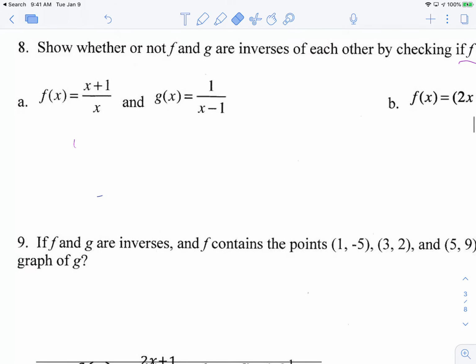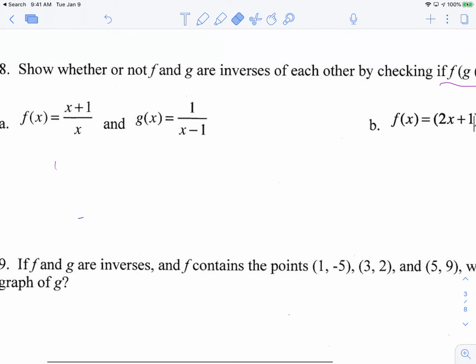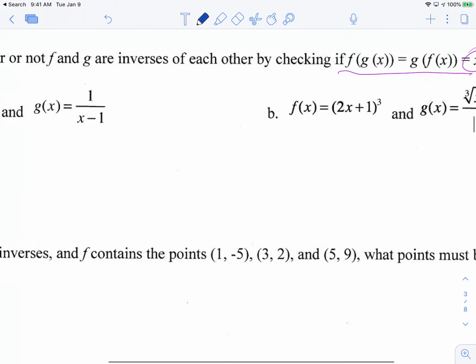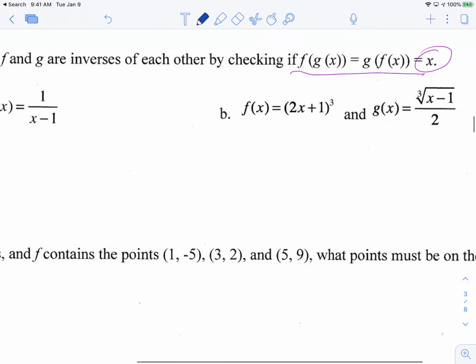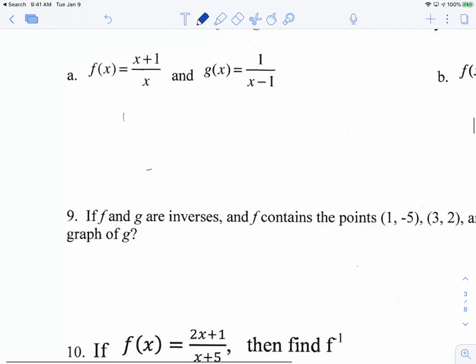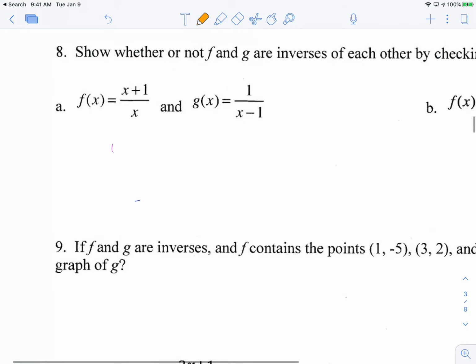So, show whether these are inverses of each other by checking that f of g of x is equal to g of f of x is equal to x. So they're kind of saying, well, the answer should be x, and if it's not x, then we got a problem. So first we're going to do f of g of x. So I'm going to replace every x with g of x. So this becomes 1 over x minus 1 plus 1 all over 1 over x minus 1.